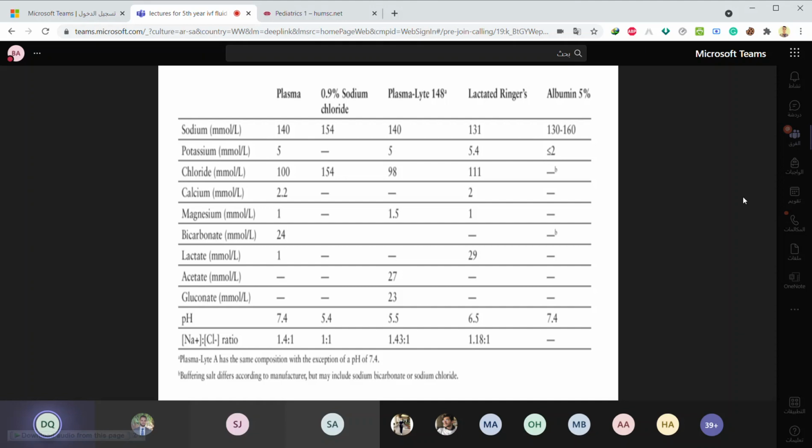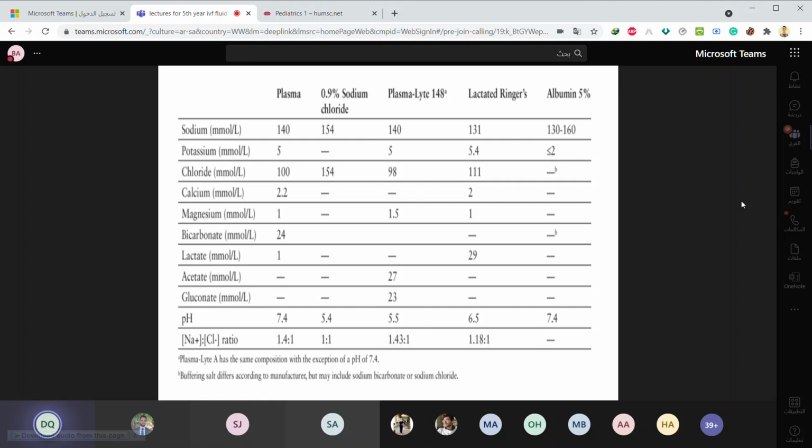In the plasma, we have 140 millimoles of sodium in 1 liter. In the normal saline we have 154, while Plasma-Lyte, and its name is Plasma-Lyte because it's the nearest one to the plasma, has 140. Ringer's lactate has low sodium in comparison to the plasma, and the albumin contains 130 to 160 millimoles of sodium per liter, depending on the preparation.